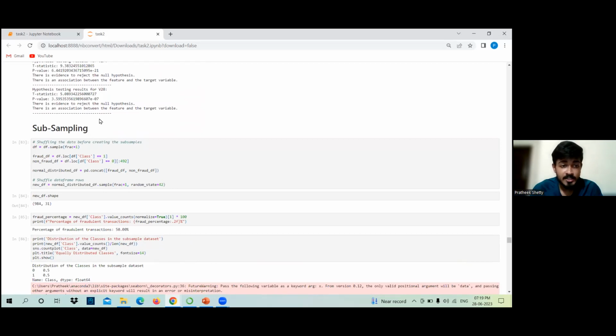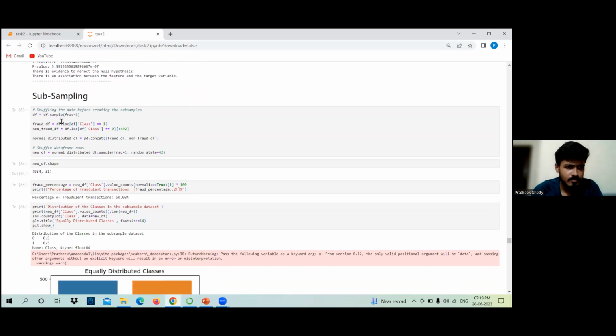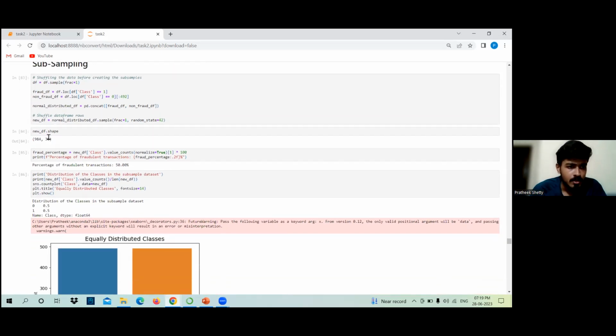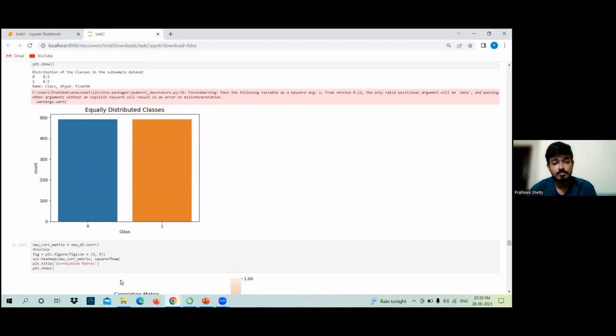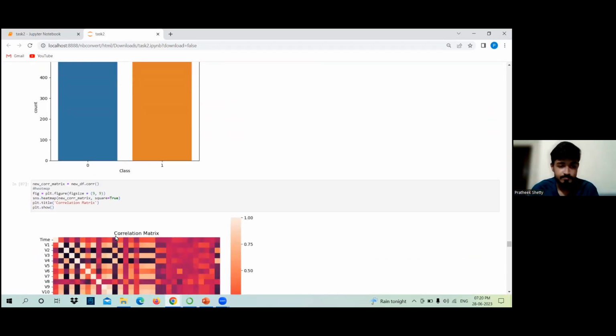Since I wasn't able to make anything out of this data set directly, I subsampled this data set. The new data set had around 984 transactions, out of which 492 transactions were fraud and 492 transactions were a valid transaction type. As you can see, in the new subsampled data set, the classes were equally distributed.